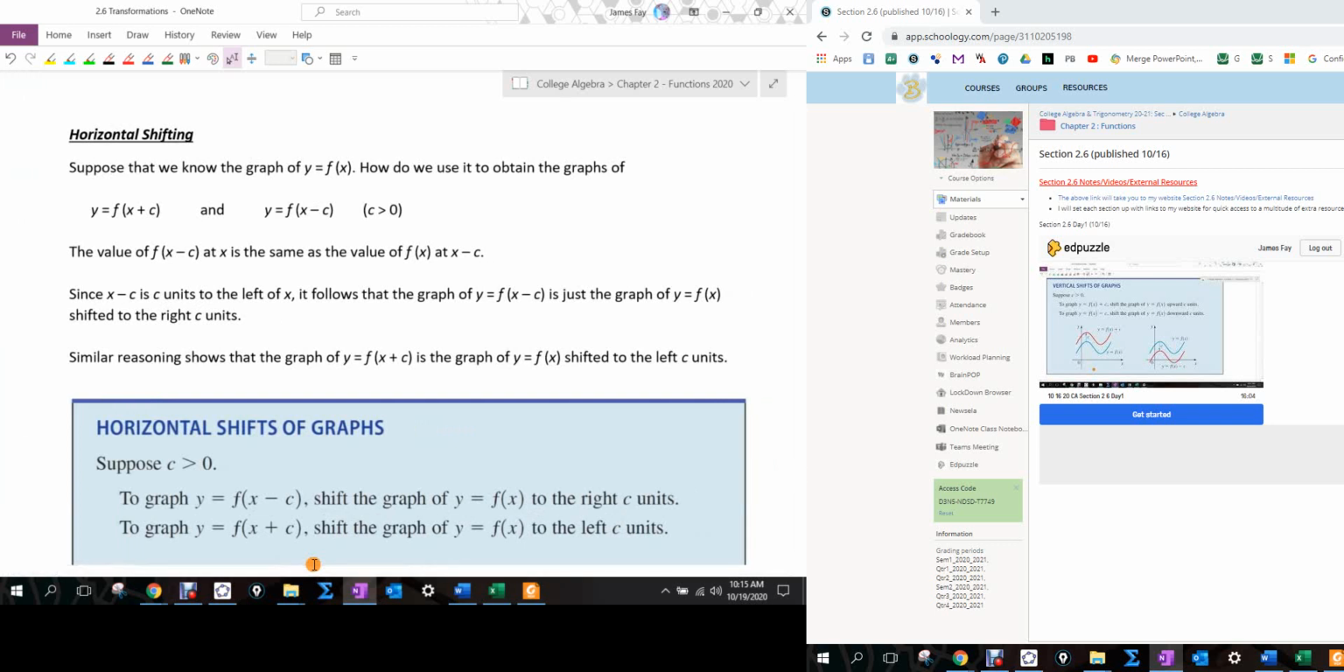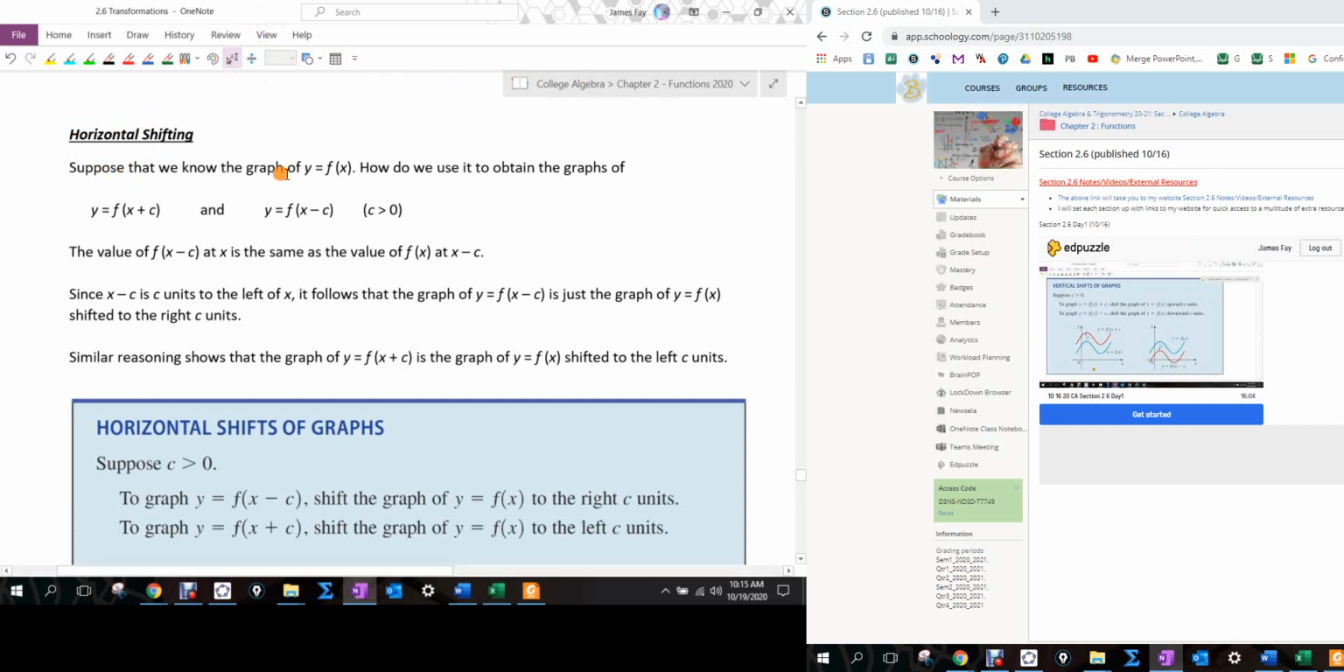Horizontal shifting is generally one of the harder transformations to analyze. Not to necessarily conduct and work with, but people get frustrated with which direction the graph is getting moved when we do a horizontal transformation, okay? It's called a horizontal shift or horizontal translation.